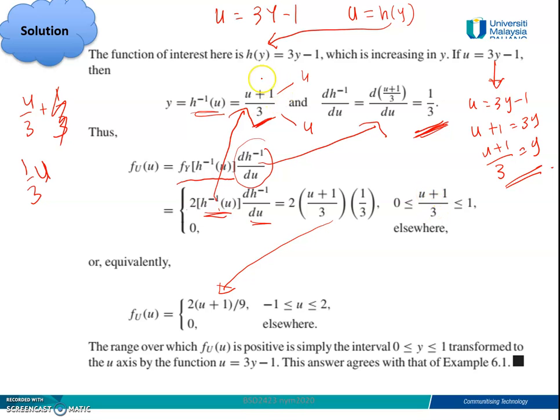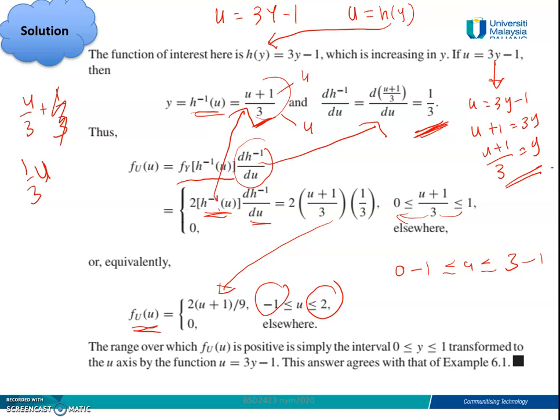How do you get the range here? y equals u plus 1 divided by 3. Then y equal to 0 gives u equal to negative 1, and y equal to 1 gives u equal to 3 times 1, which is 3, and 3 minus 1 gives 2. Sorry, this is not 1 minus 3, it's 1 times 3. So that's why you get 2 and negative 1. So this is the inverse function and the density function of u.